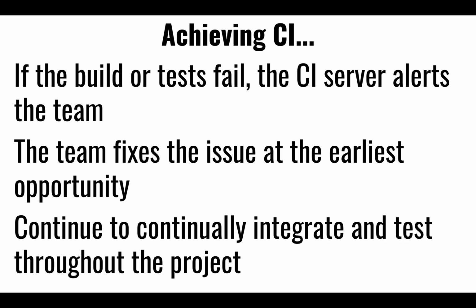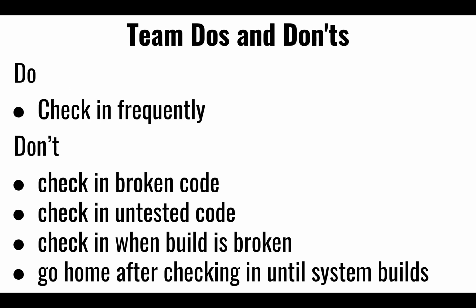Right. So the continuous integration will alert the team if something went wrong, and the team would fix it until the build is up and running again, and we just continuously integrate this process.